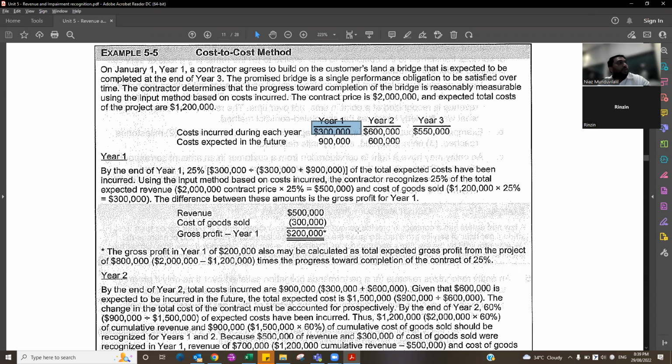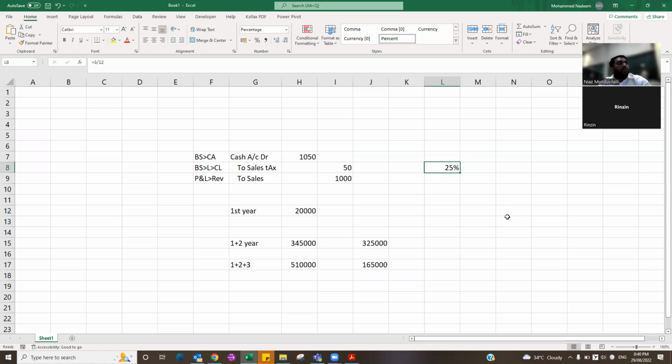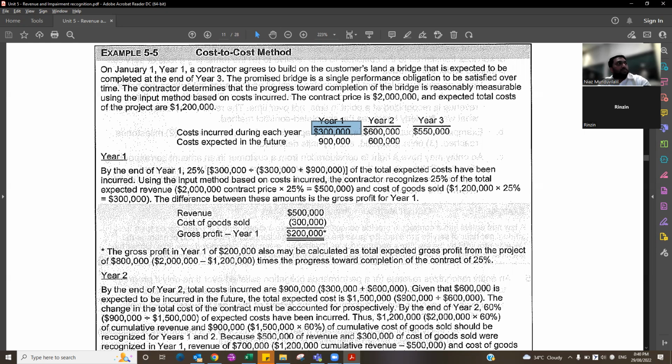Got it? Now, by the end of year one, 25%, that is 300 divided by 1.2 million of the total expected cost, has been incurred. Using the input method based on cost incurred, the contractor recognizes 25% of the total expected revenue as revenue. Like 2 million is the contract price, right? And 25% means 500,000 is his sales. So cost of goods sold, he will consider as 300,000, what he spent already, right? So the balance 200,000 is the gross profit for the first year.